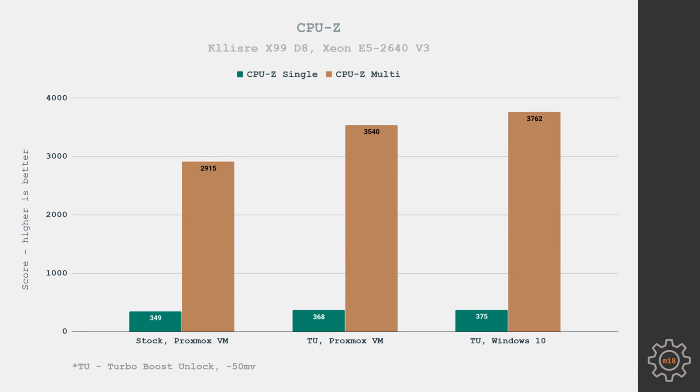Starting with a very synthetic test, CPU-Z. As you can see in the picture, Turbo Boost Unlock is actually working with Proxmox. The virtual machine with Turbo Boost Unlock is showing slightly higher results compared to the stock virtual machine. Still, the results are lower when compared to the vanilla Windows installation. Here you have to keep in mind that the vanilla Windows installation uses 8 CPU cores, while the virtual machine has just 7 CPU cores. Nevertheless, single-threaded performance is worse on the virtual machine when compared to the vanilla Windows installation.